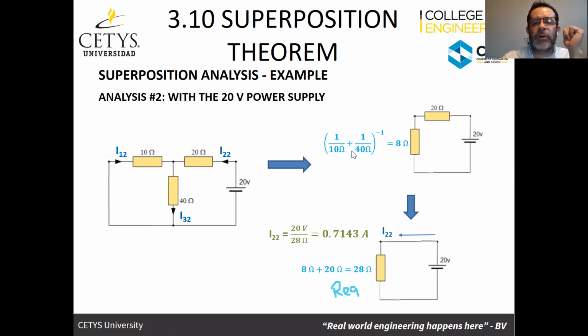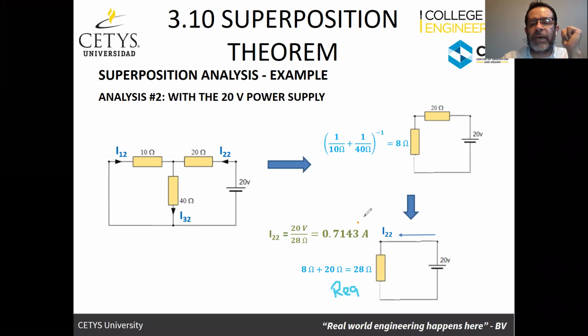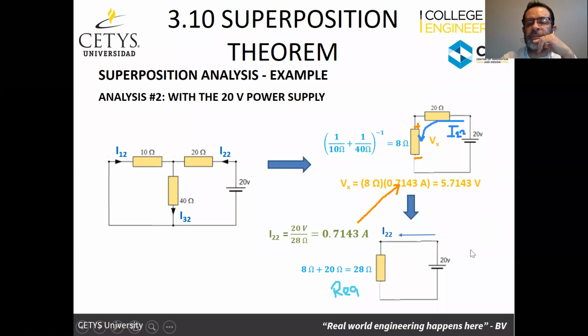Now, similar to the other one, we're going to start unraveling. From here, we're going to go back here, and we're going to see that this current is the same current that's flowing through these elements here, which is going to be I22. And we're going to identify that there's going to be a voltage in this resistor. That voltage is also going to have a polarity of plus minus, because the current goes in through the plus and out through the minus. We can find the value of that voltage by using Ohm's law, which is going to be 8 ohms multiplied by the 0.7143, which is the current. And so we find that.